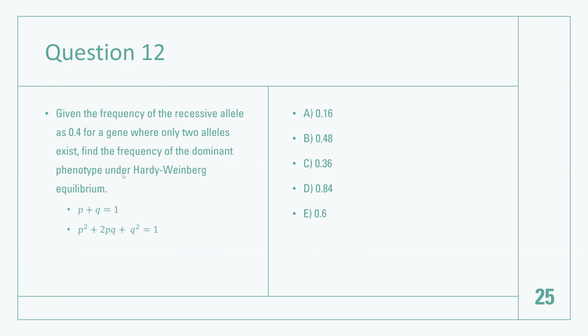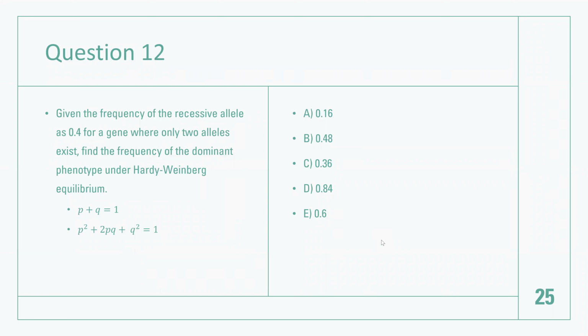PQ is 0.6 times 0.4, which gives you 0.24. Now you need to double that, so you get 0.48. And then when you add it to the homozygous dominant proportion, which is 0.36, you should get 0.84. And I can go through that again, but let me know if you need me to or if you understand.